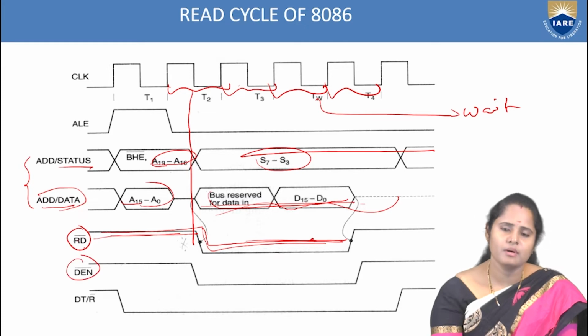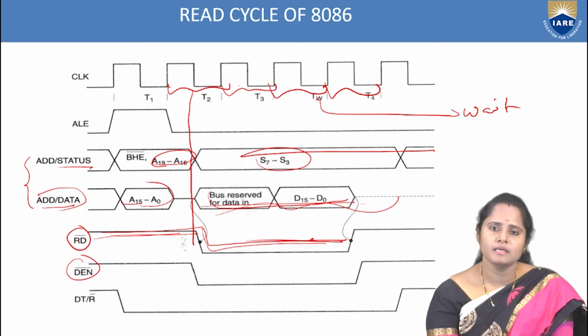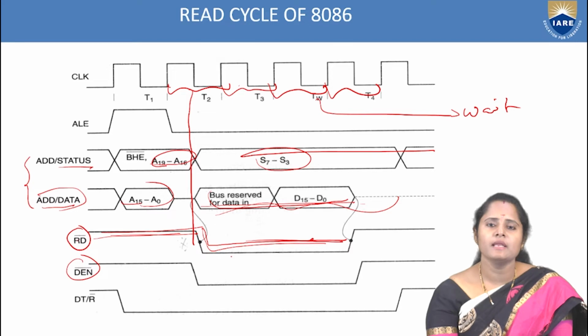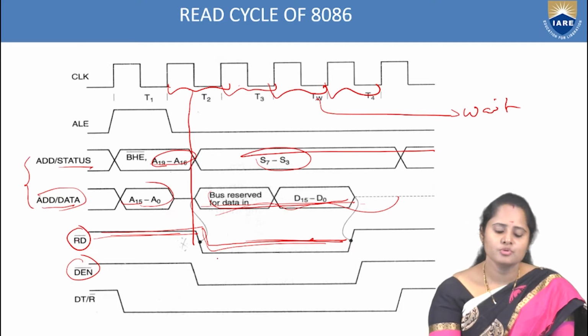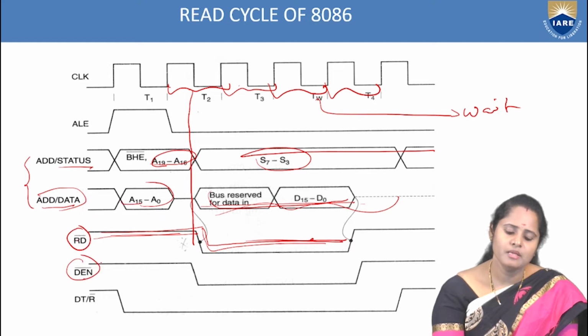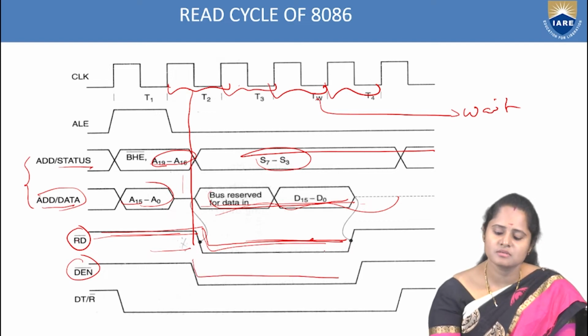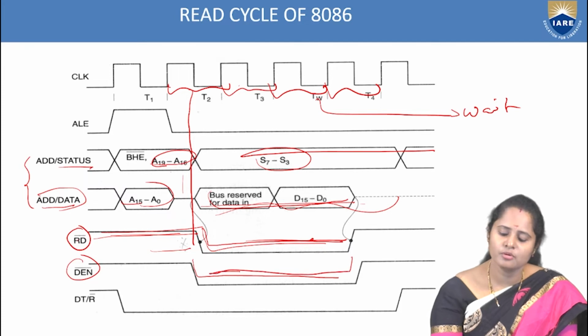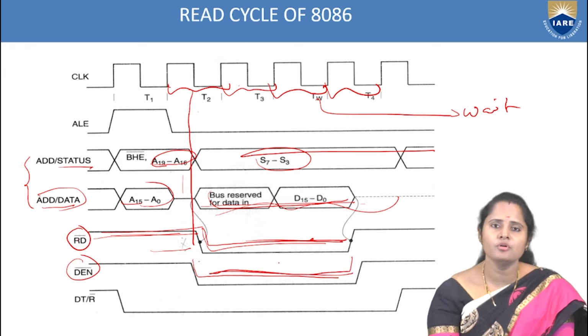Next, DEN bar. What is DEN bar? It indicates the data enable. The data enable pin indicates whether the data is enabled or present in the data bus or not. This is also an active low pin. So DEN bar will be high in the first initial time period, and next, when the data is present on the data bus, which is read, at that moment of time, that is T2 to T4, this data enable pin will be low. It indicates it is working.